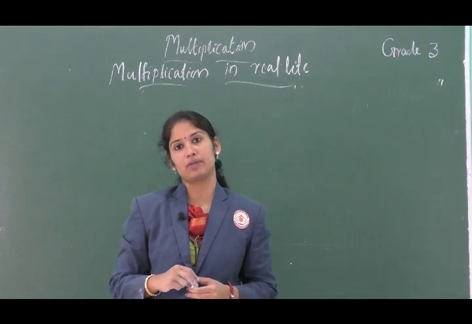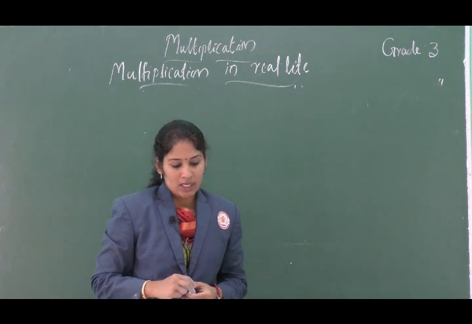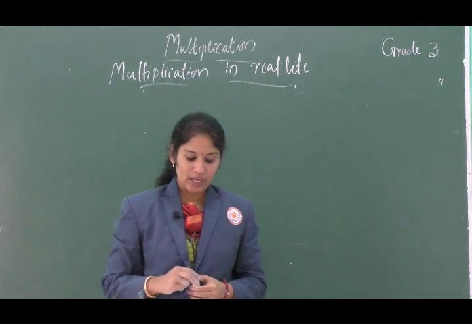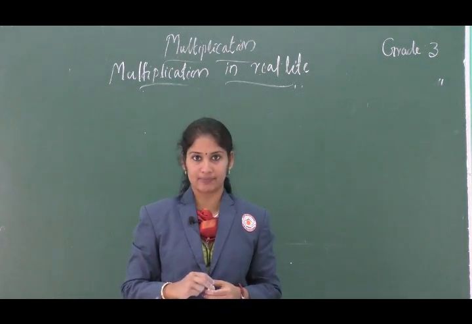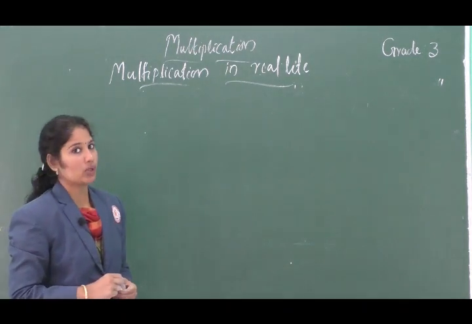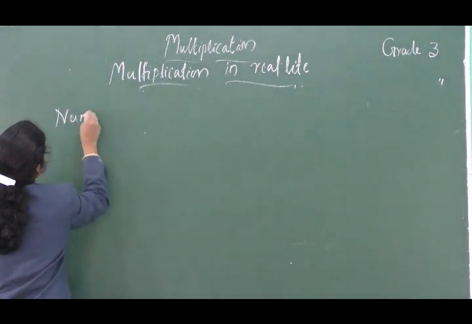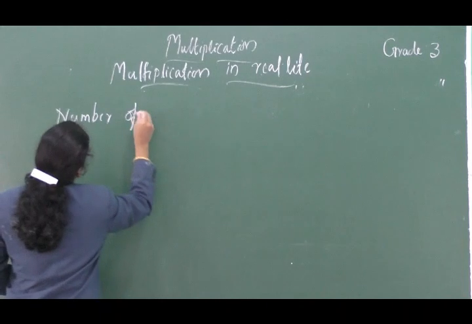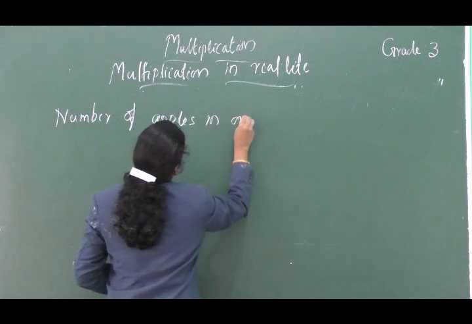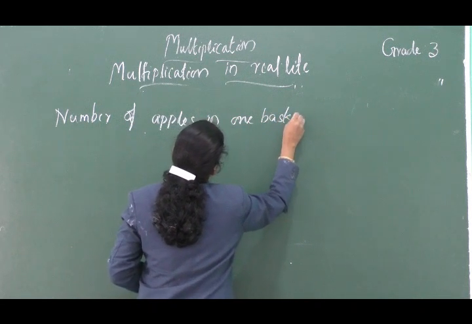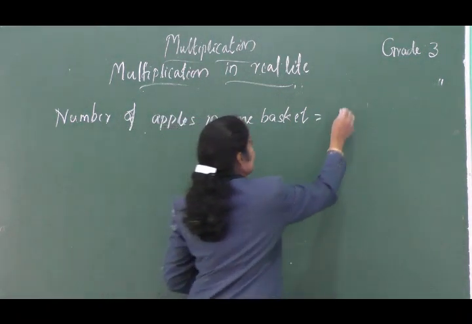Children, we'll take an example from the textbook, exercise 4.6, the first question. There are 75 apples in a basket, and how many apples will be there in 16 such baskets? So, first we have to find out the number of apples in one basket. Number of apples in one basket is equal to, in one basket how many apples? Yes, 75.